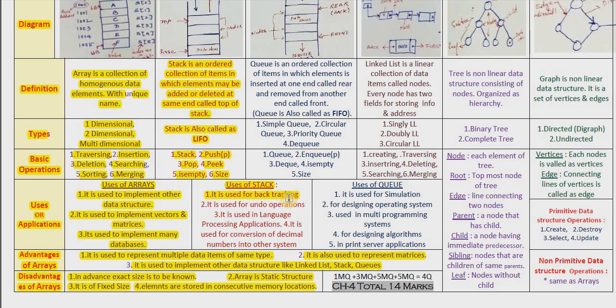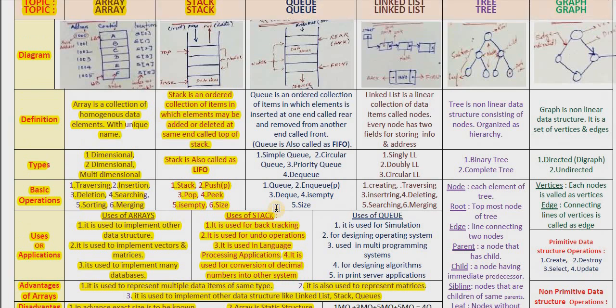So already we have discussed in detail what is backtracking. Then it is used for undo operations, cancelling. And third, it is used in language processing applications like MS Word. Then it is used for conversion of decimal numbers into other number systems. Already in first year you have studied conversion of numbers from decimal to binary, binary to decimal. So there stack is used. So this is a brief explanation about stack.